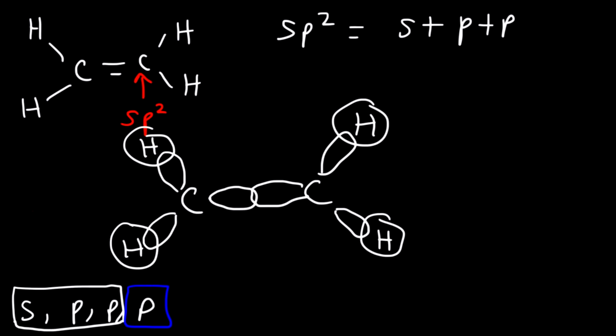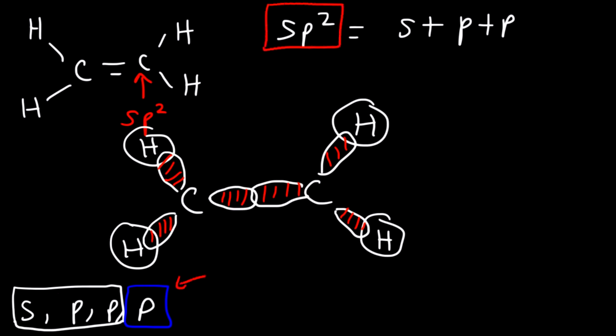So if you count the number of sigma bonds around the carbon atom, you can see we have 1, 2, 3. And those represent the 3 hybrid orbitals that came from these 3 atomic orbitals. In red, I'm going to highlight all the hybrid orbitals. So the orbitals in red represent the sp2 hybrid orbitals.